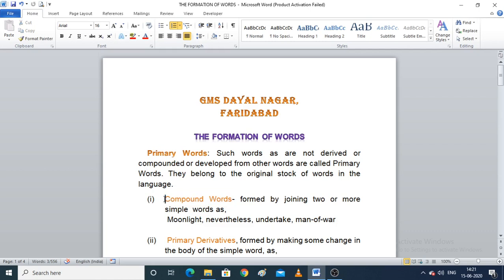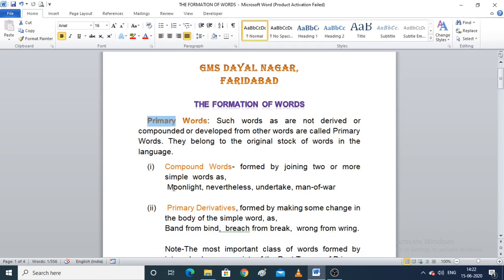whereas compound words are the words which are formed by joining two or more simple words, or you can say they are formed by joining two or more primary words. Now let's come to this example. See this, moonlight. Here, moon is a primary word and light is also a primary word, but when you combine them together, it forms a compound word.